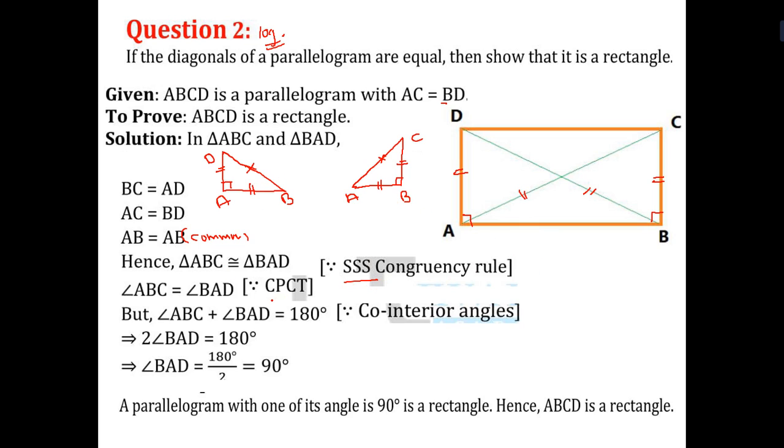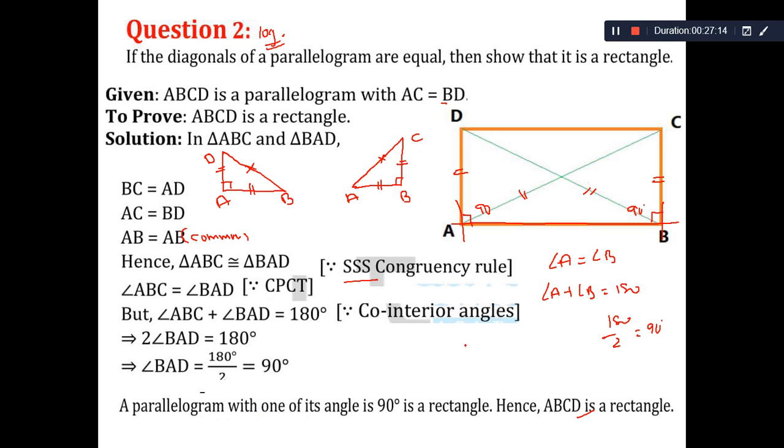When triangles are congruent, their corresponding parts are equal, so angle ABC is equal to angle BAD according to CPCT. Now we know that angle ABC plus angle BAD is equal to 180 because it is an interior angle pair. So the sum of the two angles is 180, and 180 divided by 2 is 90. So this angle is also 90 and this one is also 90. So a parallelogram with one of its angles 90 degrees, we can say it is a rectangle.